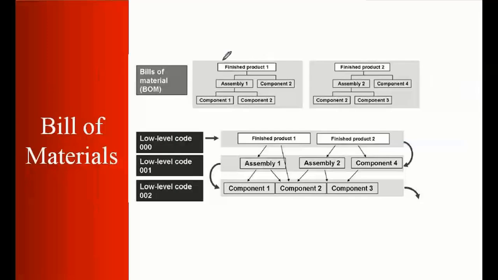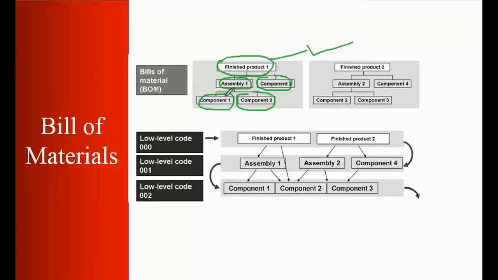say finished product 1. Whatever product you're creating here, it could be made from two different products, so assembly 1 and component 2. And again, assembly 1 may be created from two different materials, maybe this one and that one. That's a bill of material. So to make this product, you require assembly 1, component 2, that and that, whatever is required. So that's a bill of material.